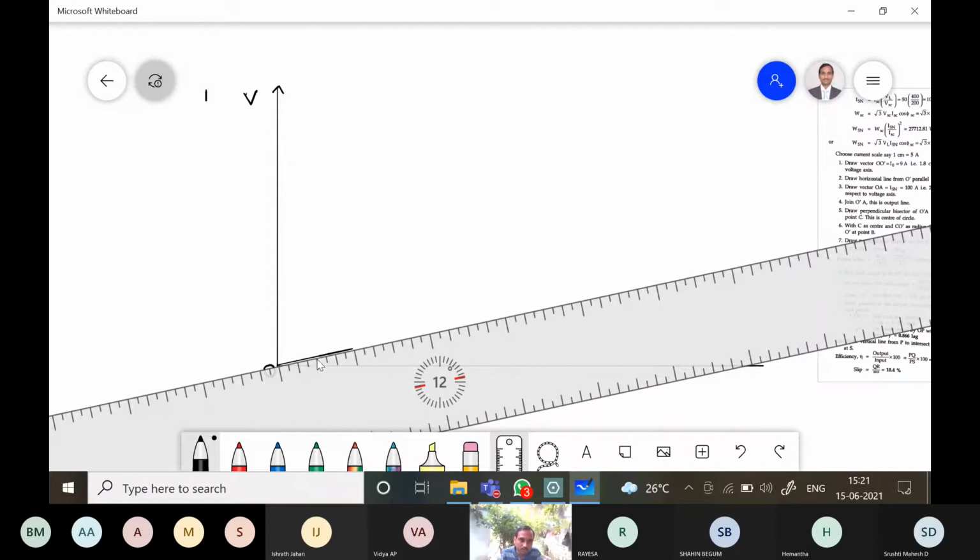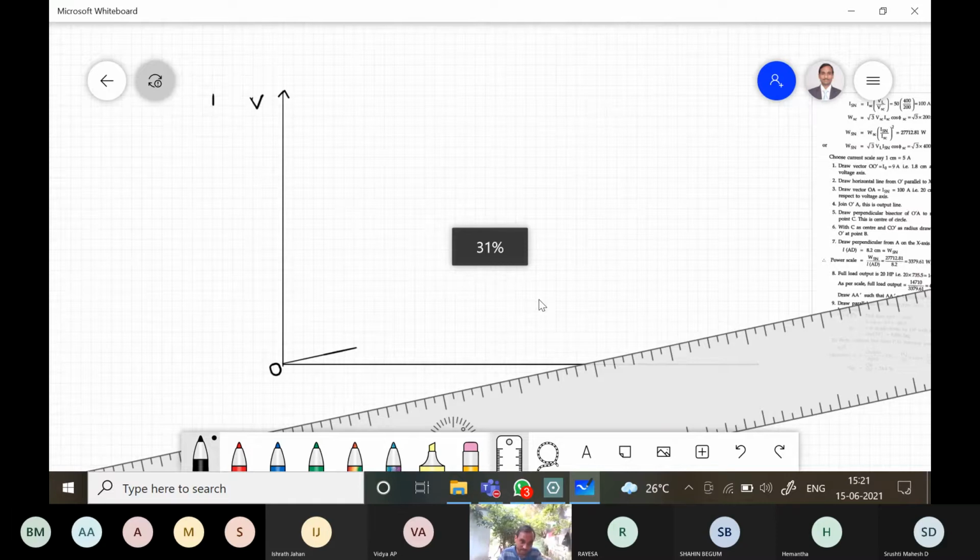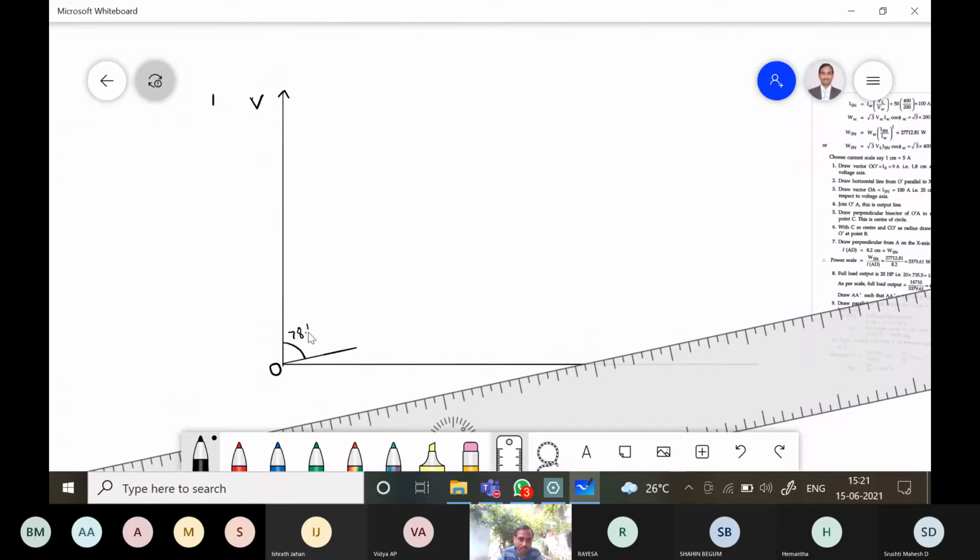Actually, this is 1.8 centimeter here up to here. Draw 1.8 centimeter with an angle of 78.46 degree. Here to here, the angle is 78.46 degree. All of you got this?